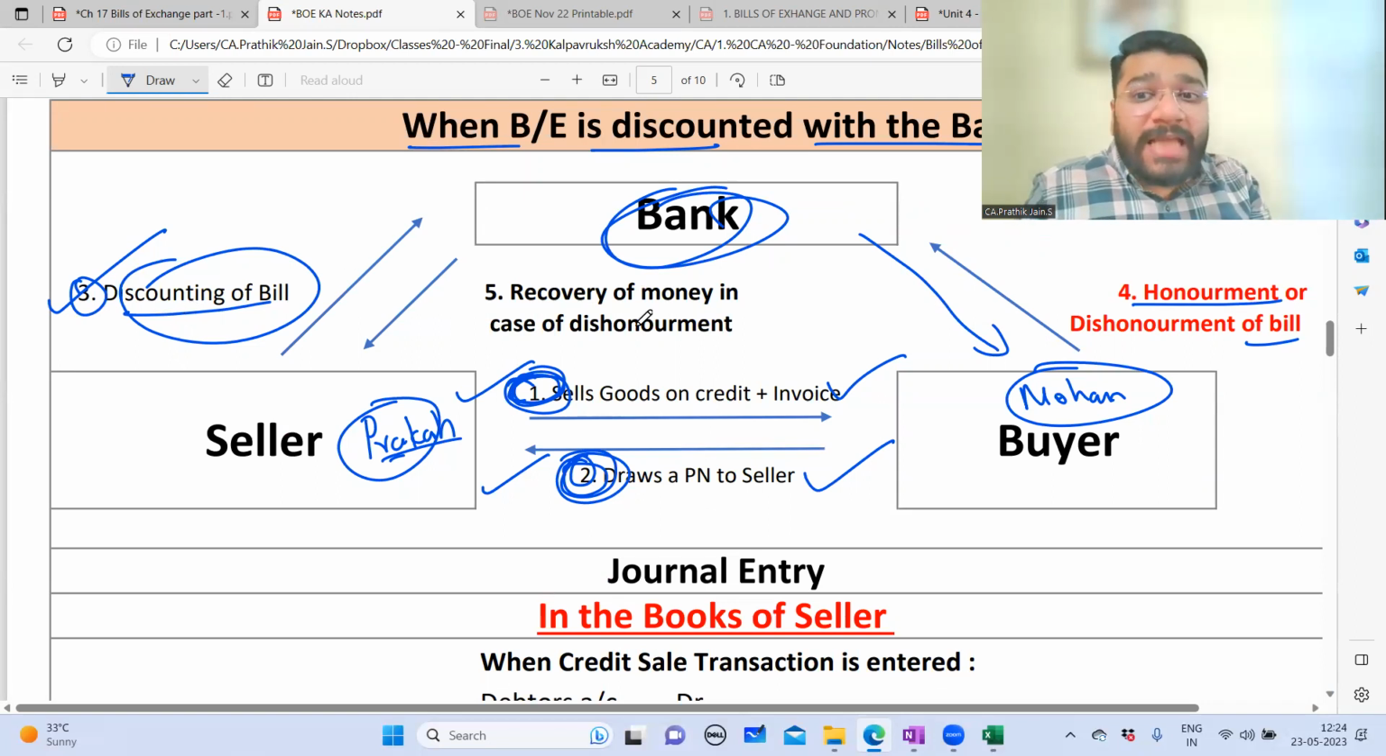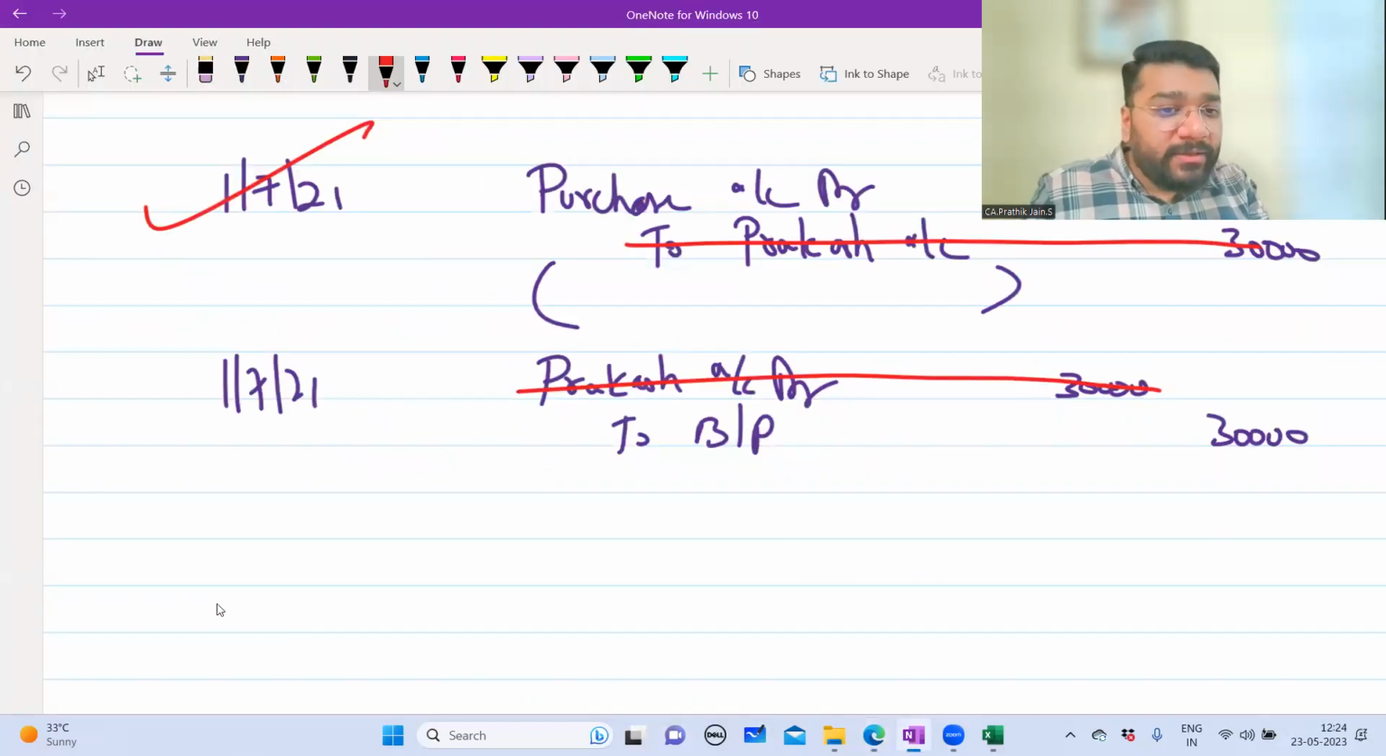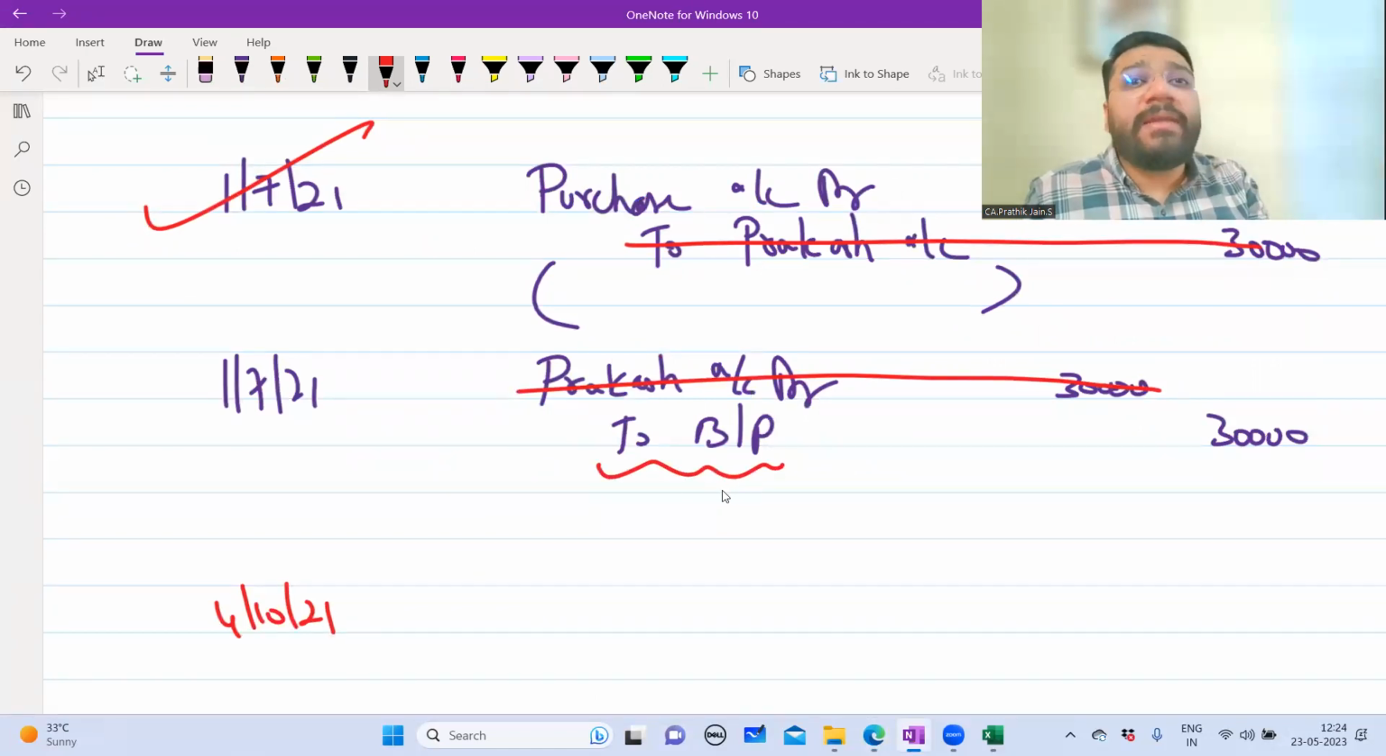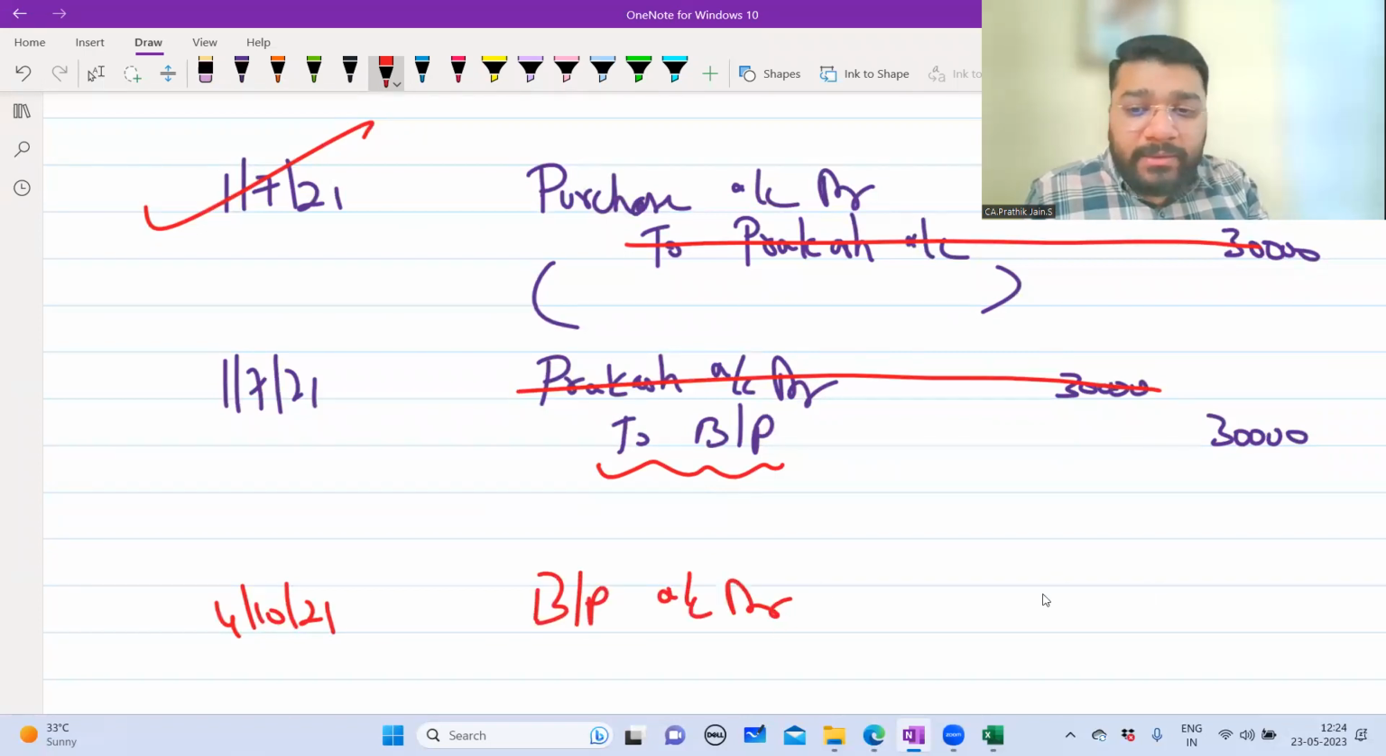Now the fourth transaction happening between whom? Mohan and bank. So Mohan is making the payment. So on the due date, that is 4th of October 2021, we are settling the bill. We are closing the liability. Liability is currently in credit. To close the liability, I need to put in debit. So bills payable account debit 30,000 to bank 30,000.